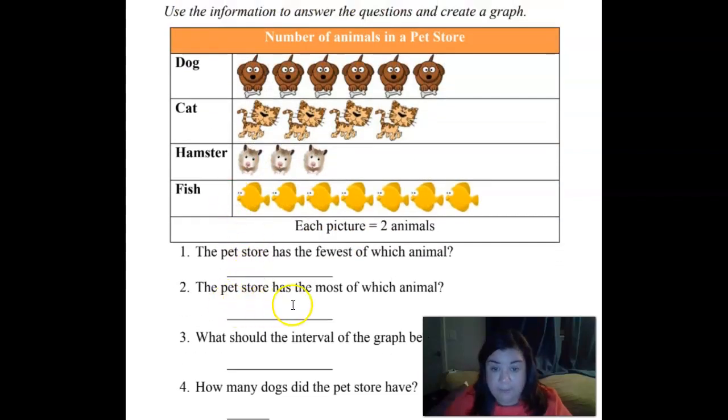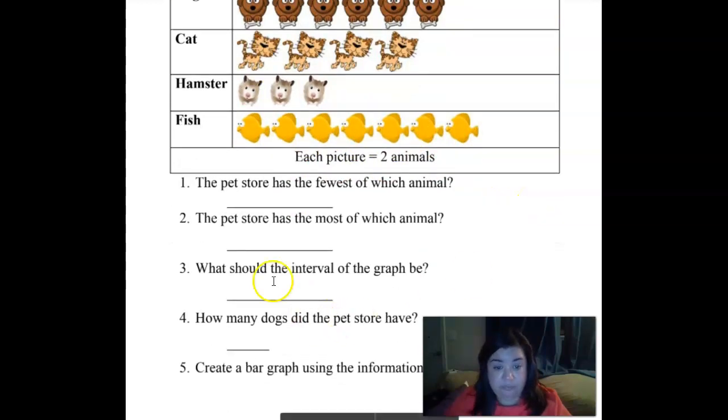The pet store has the most of which animal? Oh, looks like the fish. 1, 2, 3, 4, 5, 6, 7. Let's look at dogs. 1, 2, 3, 4, 5, 6. So it has the most of a fish. Yeah. Okay.